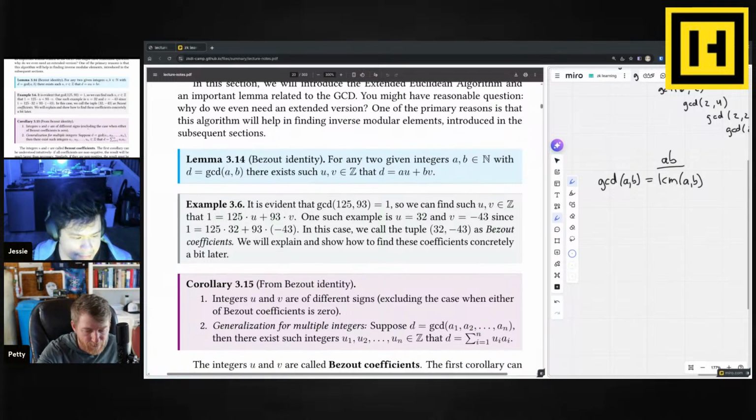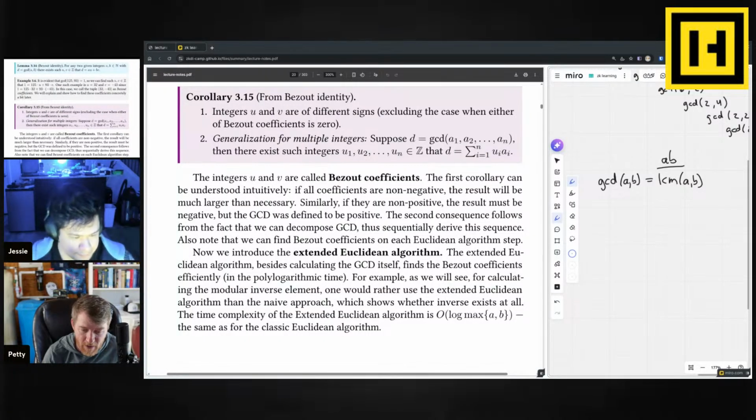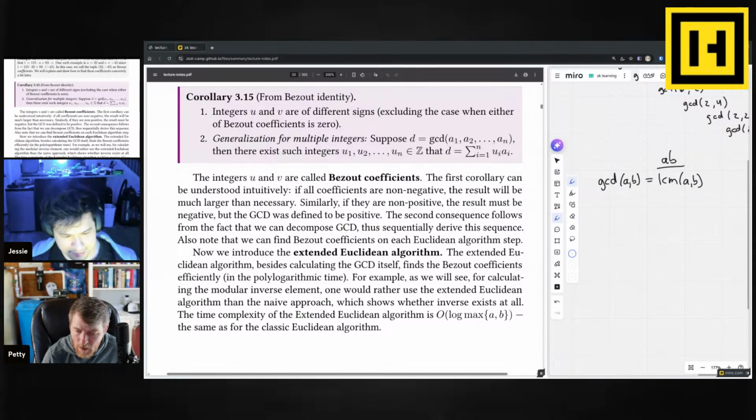See, corollary. From the Bezout identity, integers u and v are of different signs, excluding the case when either of the Bezout coefficients is 0. Okay, interesting. Generalization for multiple integers: suppose d is the greatest common divisor of a_1 through a_n. Then there exist integers u_1 to u_n such that d is the summation from i to n of u_i a_i. Okay, so they're linear combinations of each other. That's interesting. Yeah, that's going to be useful for polynomials, I imagine. Yeah, it looks like it could be.